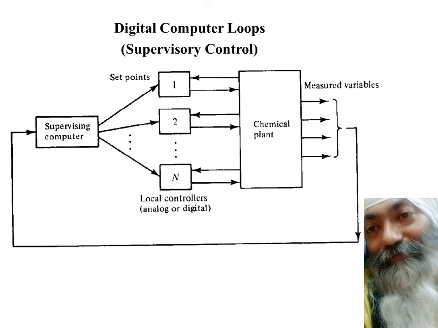You can see we have yet another kind of control which is called supervisory control. In supervisory control, this supervising computer is not controlling each and every element of the plant independently, but it is just giving a set point to the first control loop, and it is monitoring the output of the first control loop. Similarly, it is giving the set point to the second control loop, and it is monitoring the output of the second control loop, and so on. You can have third, fourth, fifth.